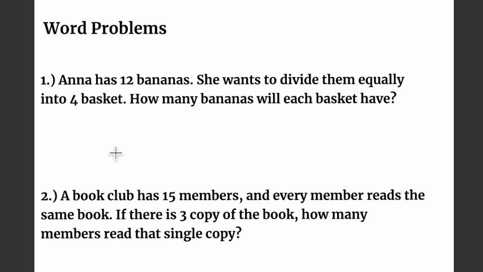Word problems. Number 1, Anna has 12 bananas. She wants to divide them equally into 4 baskets. How many bananas will each basket have? So the equation for this should be 12 divided by 4. I'm going to find out the quotient. To do this, you can use the counters like I did on the first page, or you can use the adding method. So you start off with 4, you add 4 until you get to 12. So 4, 8, 12. And we did that 3 times. So the answer is 3.